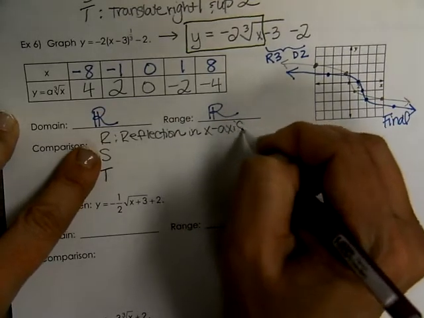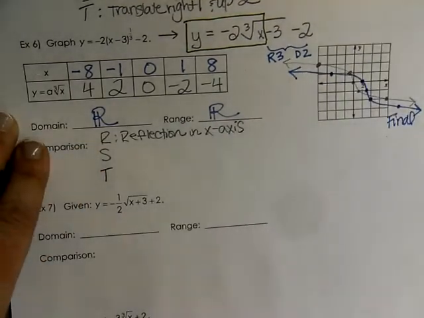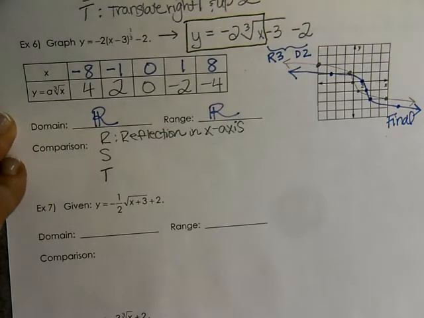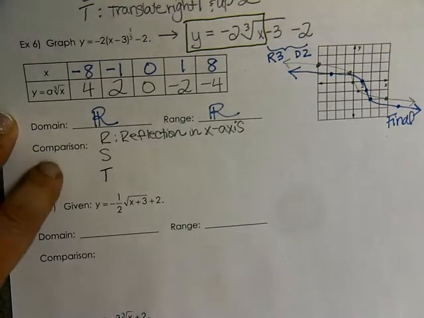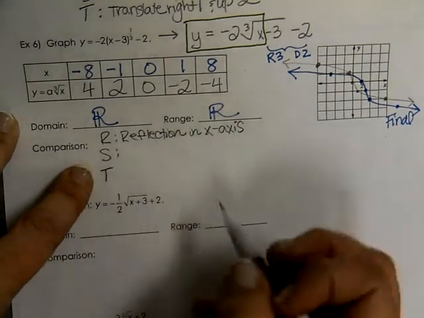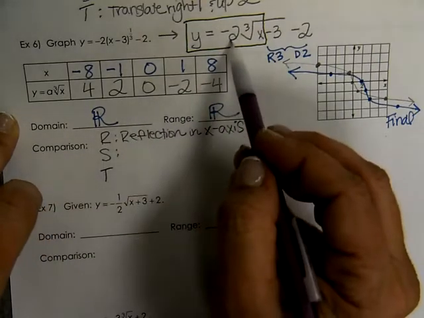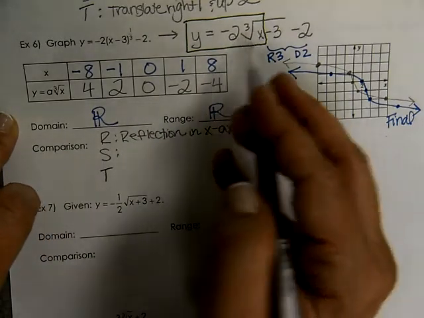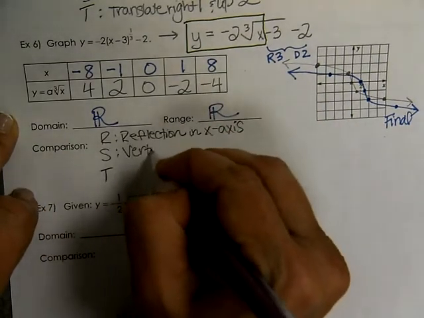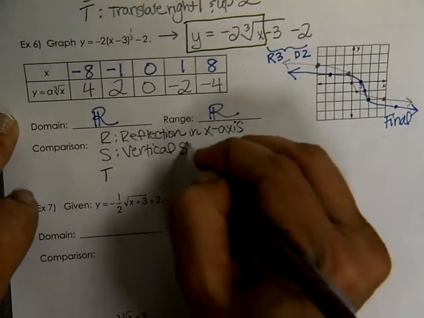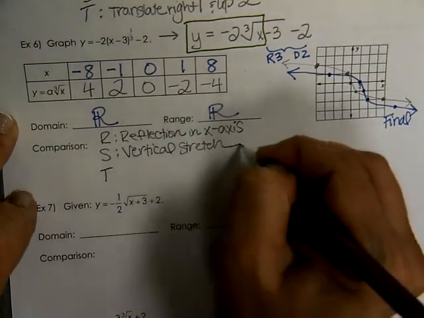And if you look at the picture of the parent function and compare it to this guy, you can see that they're facing in opposite ways. Next, S. We take the absolute value of A. We'll notice that's greater than 1, so that's going to be a vertical stretch by a factor of 2.